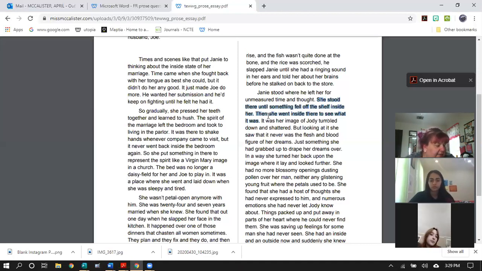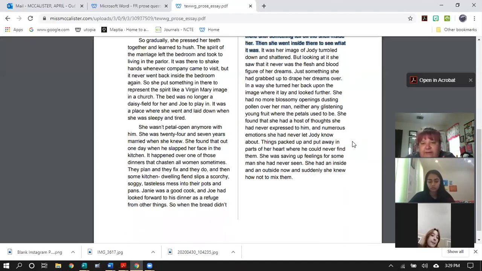Also, you could say there's some foreshadowing here at the end. Even if you haven't read the rest of the book, there's some foreshadowing where it says, she found that she had a host of thoughts she had never expressed to him and numerous emotions she had never let Jody know about. Things packed up and put away in parts of her heart where he could never find them. She was saving up feelings for some man she had never seen. Right? So that's almost foreshadowing, is Joe is not going to be that man, right?